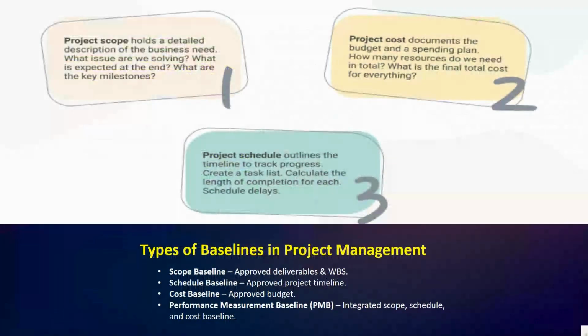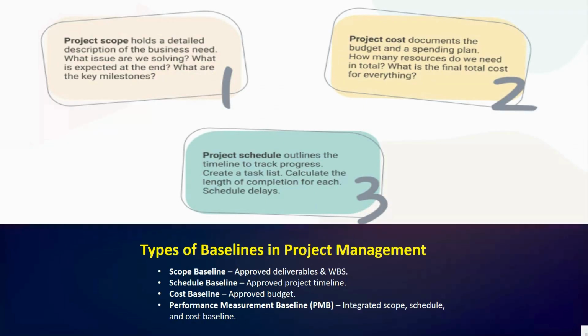Next we have types of baselines in project management. First, a scope baseline. The scope baseline defines what the project will deliver. It includes the approved deliverables and the work breakdown structure. The scope baseline ensures everyone agrees on what is included and what is not.